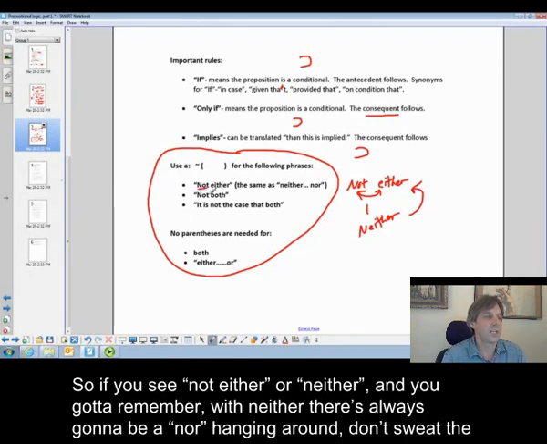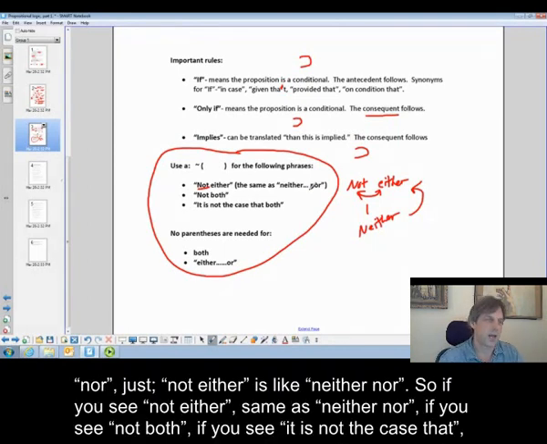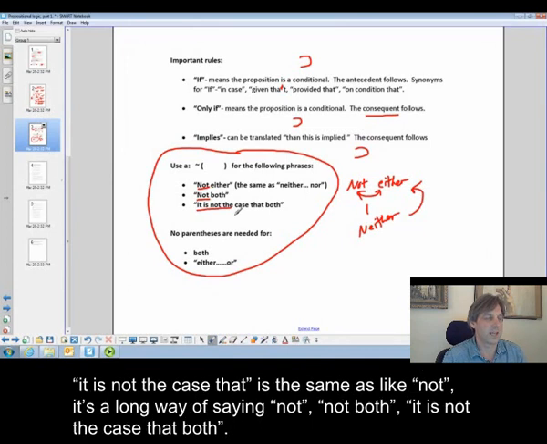So if you see not either or neither, and you got to remember with neither, there's always going to be a nor hanging around. Don't sweat the nor. Just not either is like neither nor, okay? So if you see not either or neither, same as neither nor. If you see not both, if you see it is not the case that, it is not the case that is the same as like not. Okay, it's a long way of saying not both. It is not the case that both.